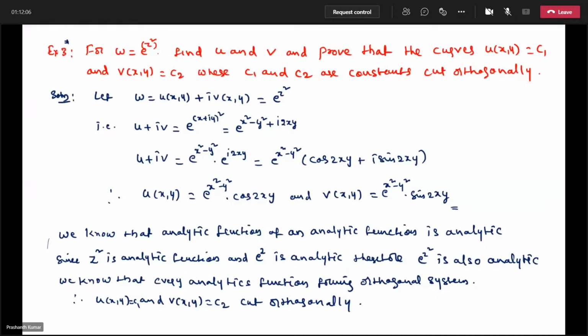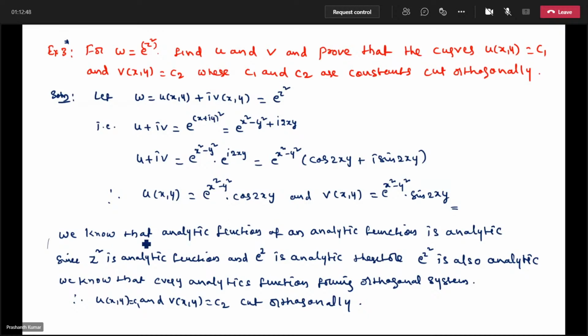What we are doing now is, we want to find u and v for this one first of all. After that we want to prove that u is equal to c1 and v is equal to c2 are orthogonal. U is this one and v is this one. Once we find them, we take this equal to c1 and this equal to c2, that is, u is equal to c1, v is equal to c2. These two curves form an orthogonal system. That is what we want to show.